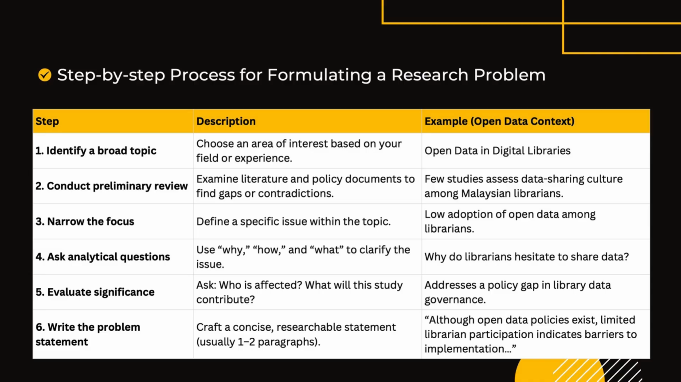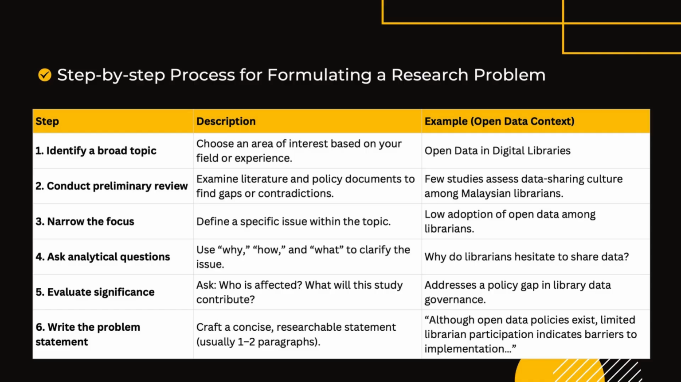Step 2. Conduct a preliminary review. Read the literature and examine relevant policy documents to spot any gaps or contradictions. For example, you might find that few studies have assessed the data sharing culture among Malaysian librarians. Have you ever noticed a similar gap while reading journal articles?